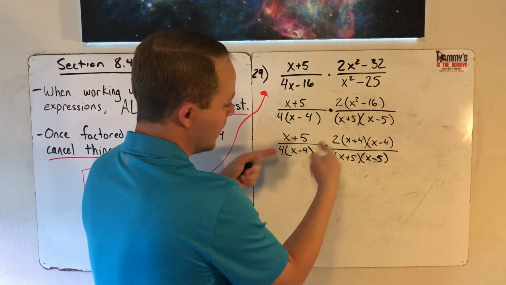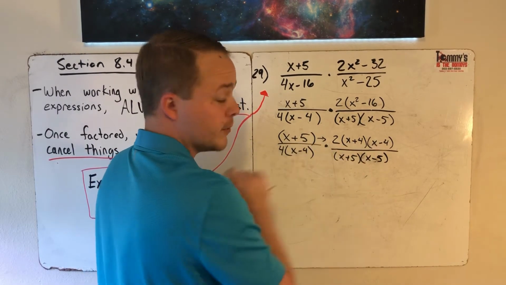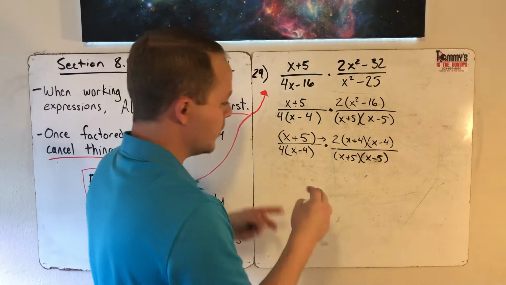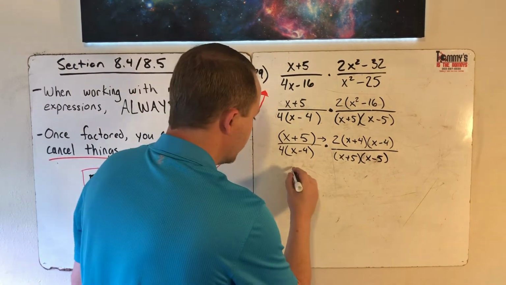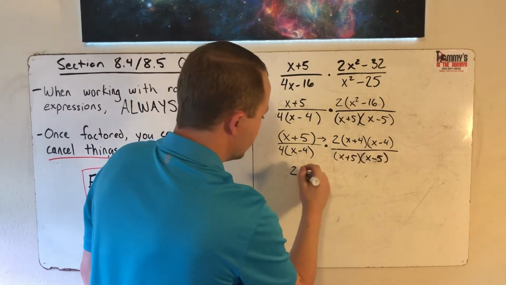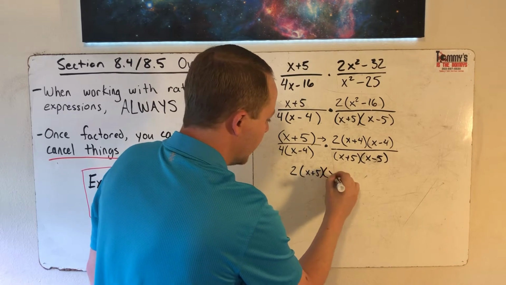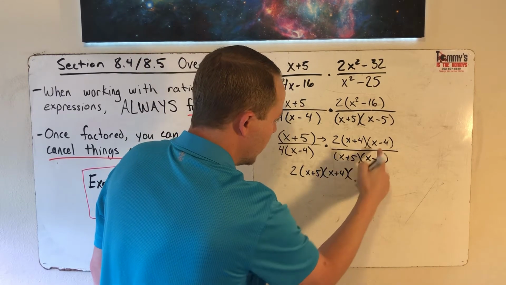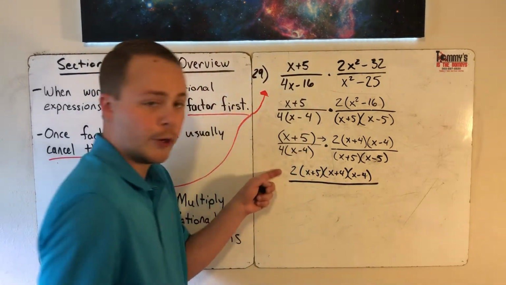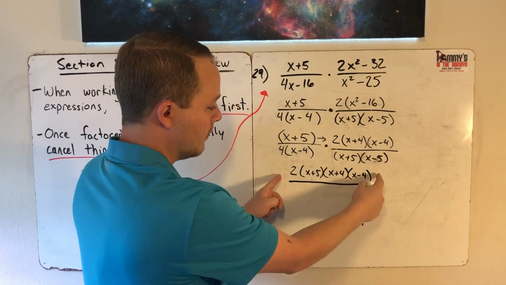Okay, so when we multiply these together, you're basically doing x plus 5 times those things right there, these three terms, 1, 2, 3. Okay, so we're just going to write them all next to each other. 2 in front, I like the constants out front, and then we write these three binomials, x plus 5, doesn't matter what order, x plus 4, and x minus 4. That is the entire numerator of that expression, okay? We multiplied these together, and we got that.